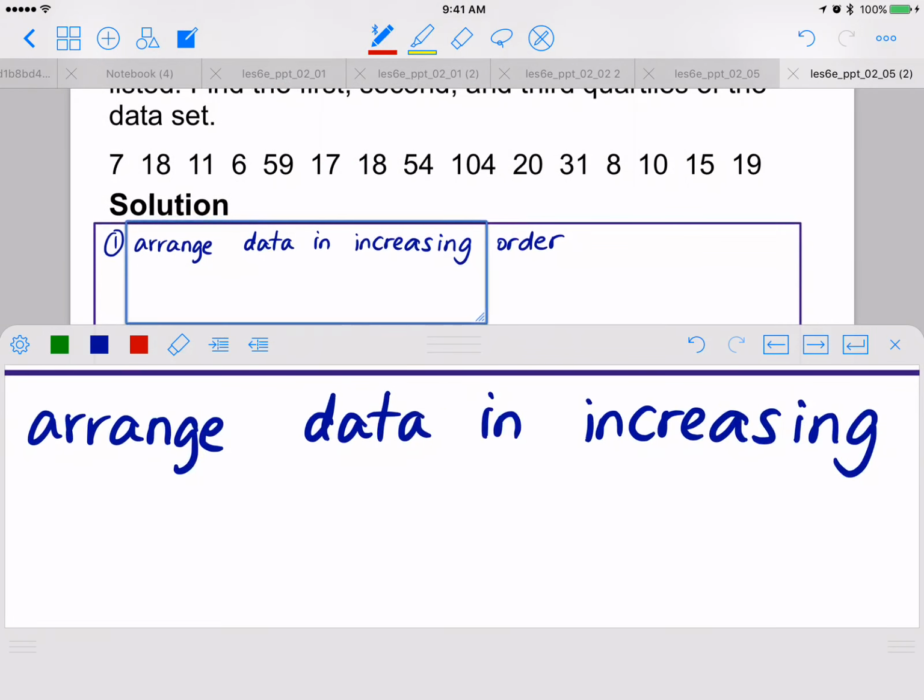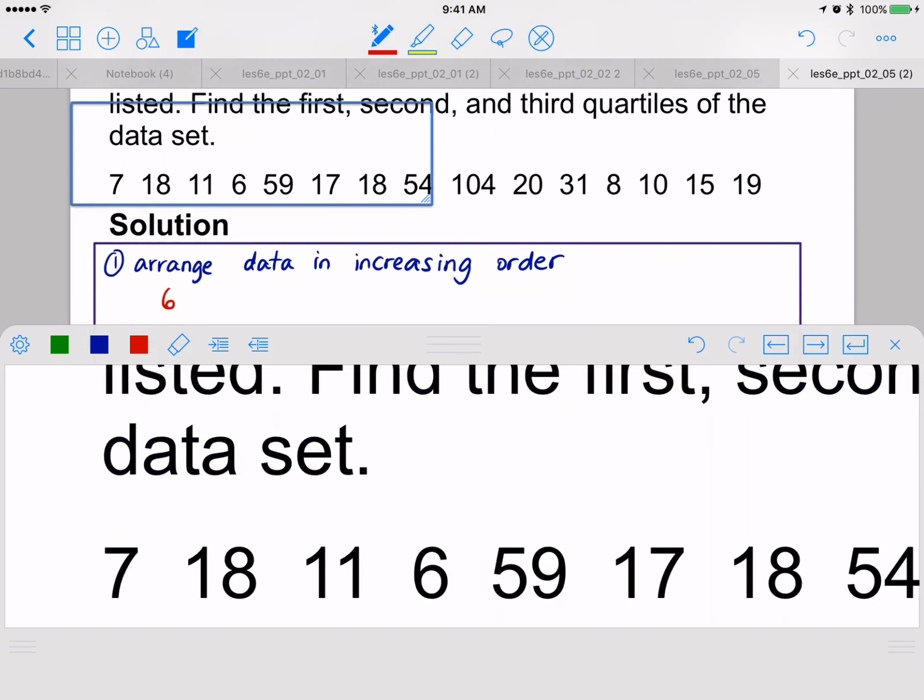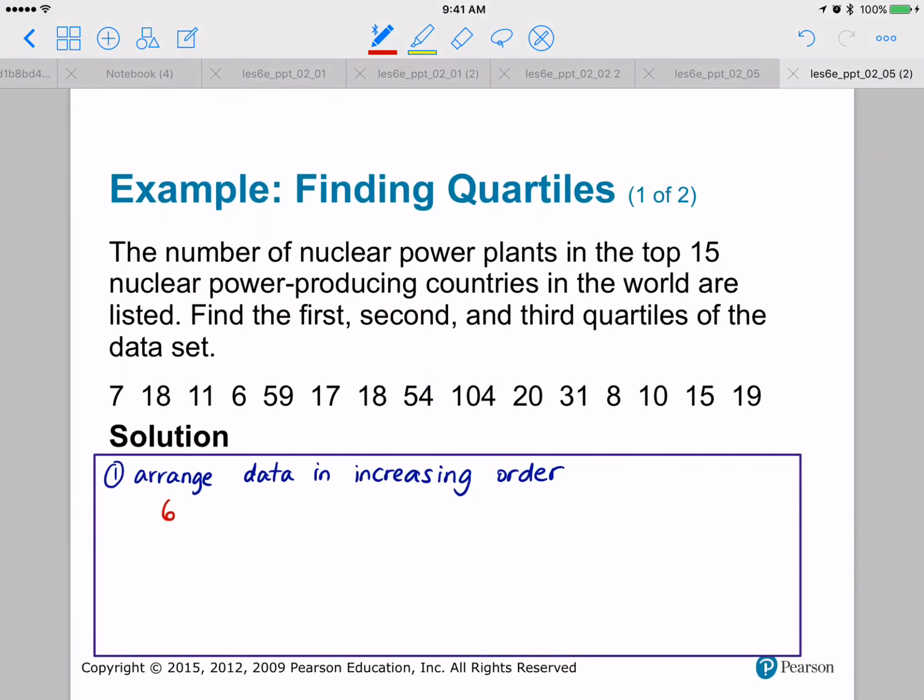Okay, so I'm going to start off with, it looks like 6 is the lowest. So I've got 6, and then I've got 7. I've got an 8, 9. Okay, I've got a 10.